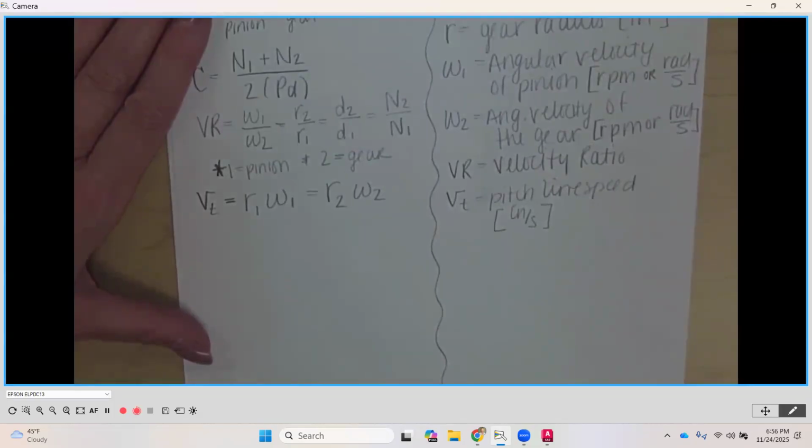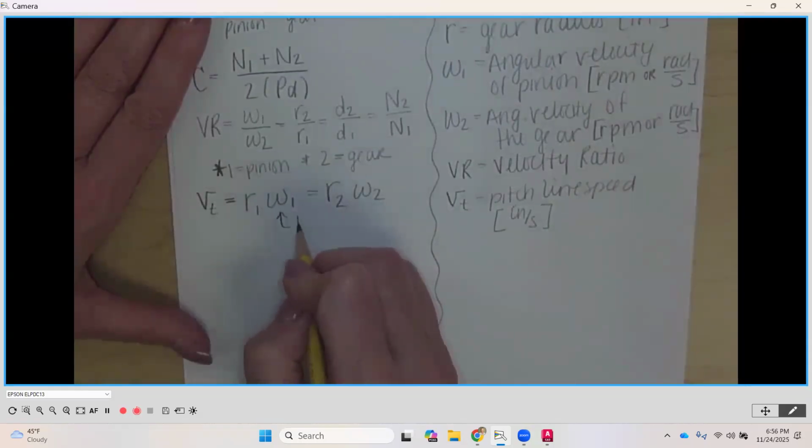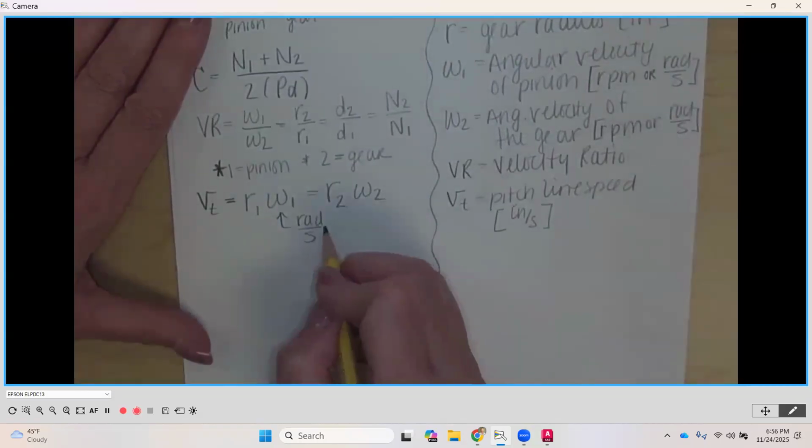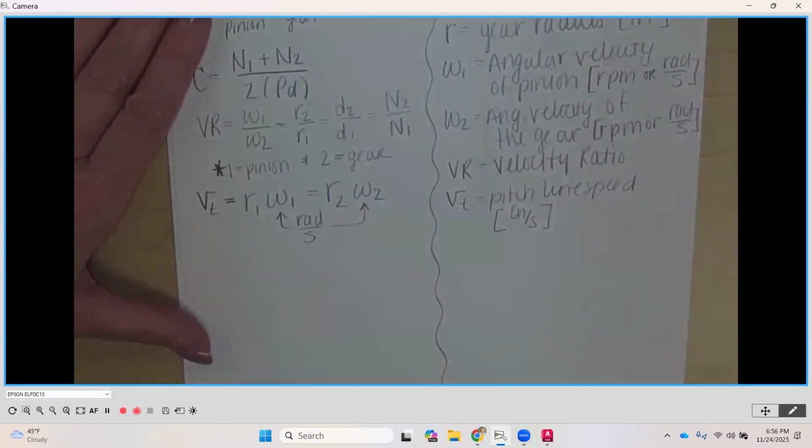Kind of like when we had VB, VC on our links. And then the radius and the rotational speed. Now in this equation, that rotational speed has to be in radians per second. We have to use radians per second in this equation, just like we did in our previous modules.